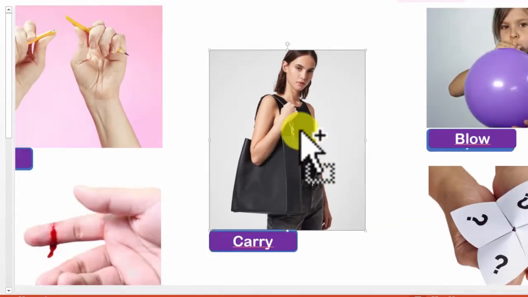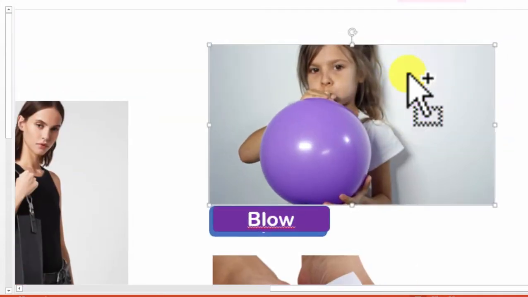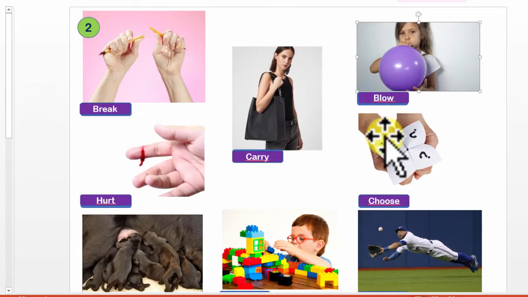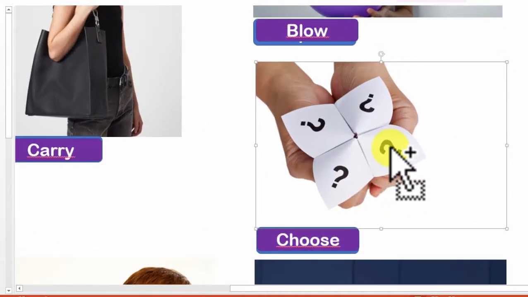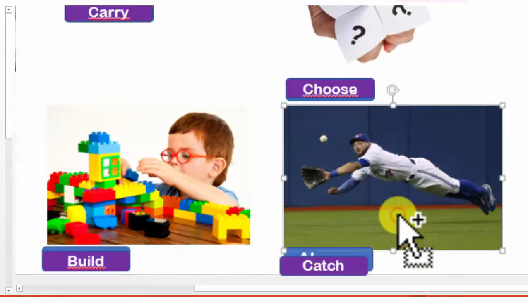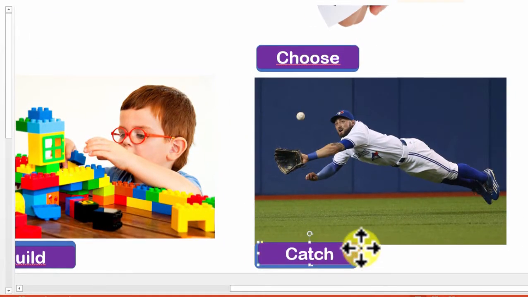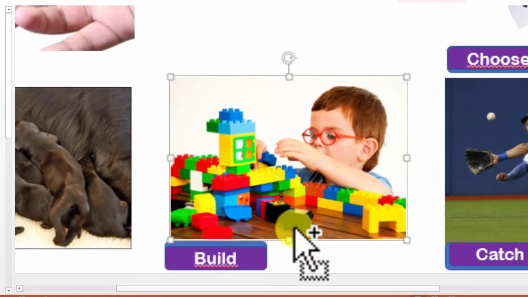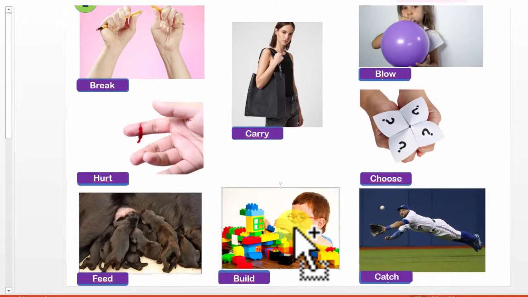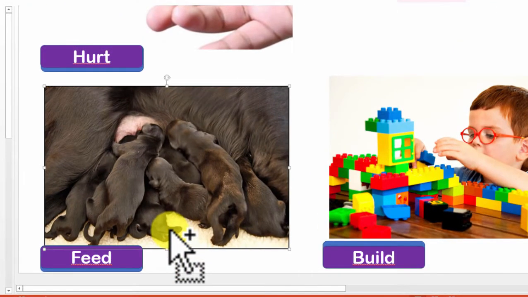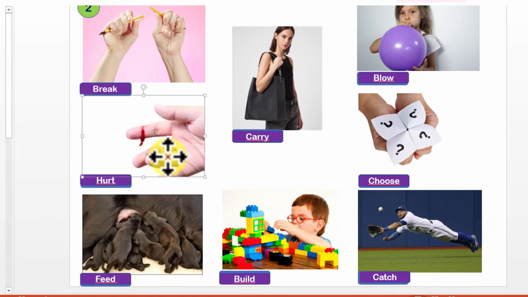Ok. Break. Carry. Blow. Choose. Catch. Build. Feed. Hurt.